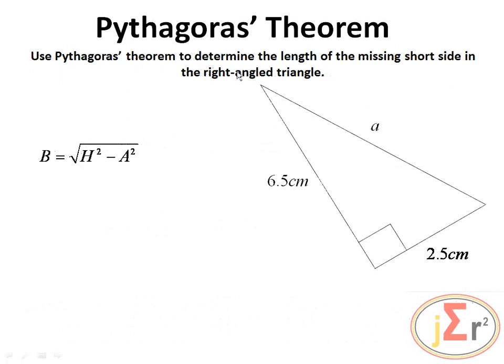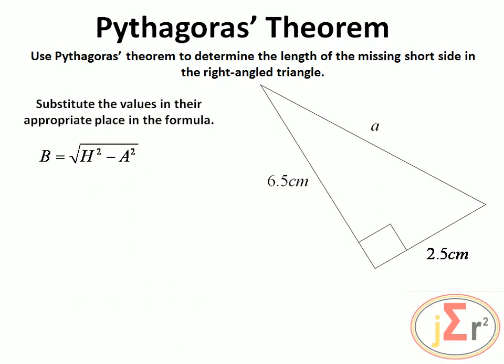So we're going to use Pythagoras' theorem to determine the length of the missing short side, in this case, in the right angle triangle that we have. So we are going to use that. It is a matter of just applying the formula in the same way that we did before, but do not forget that now we have the hypotenuse squared minus the square of the other one. So we have to substitute there, and we have 6.5 squared, which is the hypotenuse.